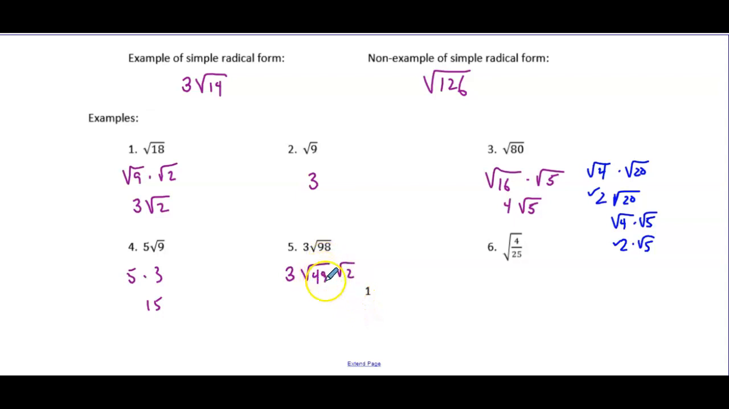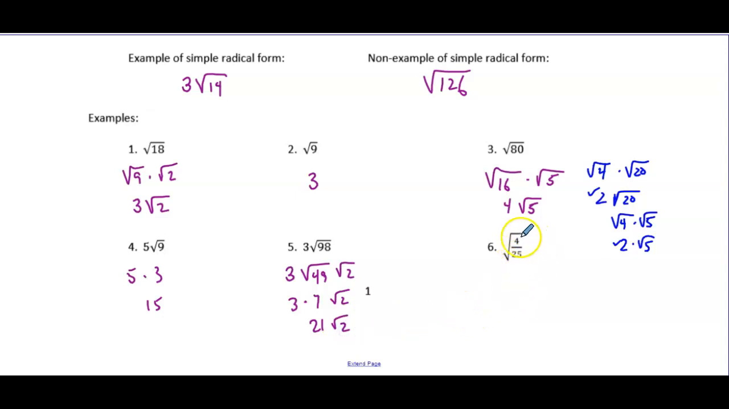So the more familiar you are with your perfect squares, the easier it'll be for you to find these product pairs that has one that's solvable. So I solve the 49 and leave the root unsolved. So this is 7 root 2 as a final result.